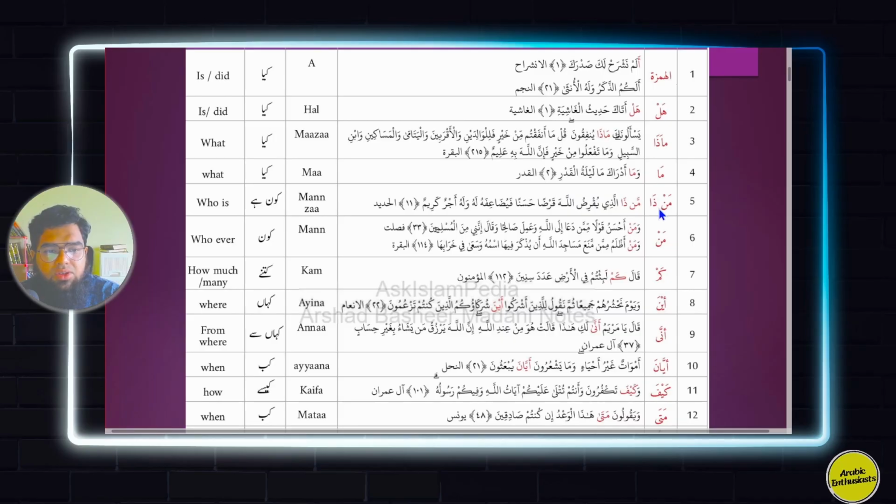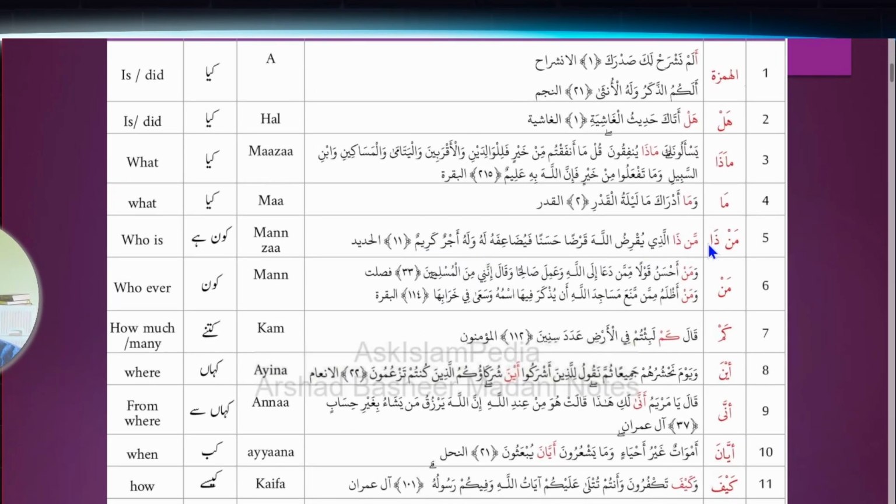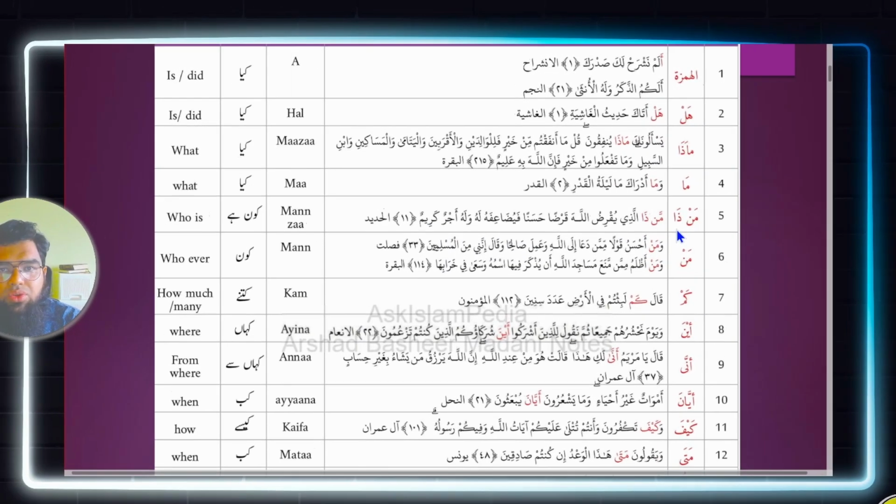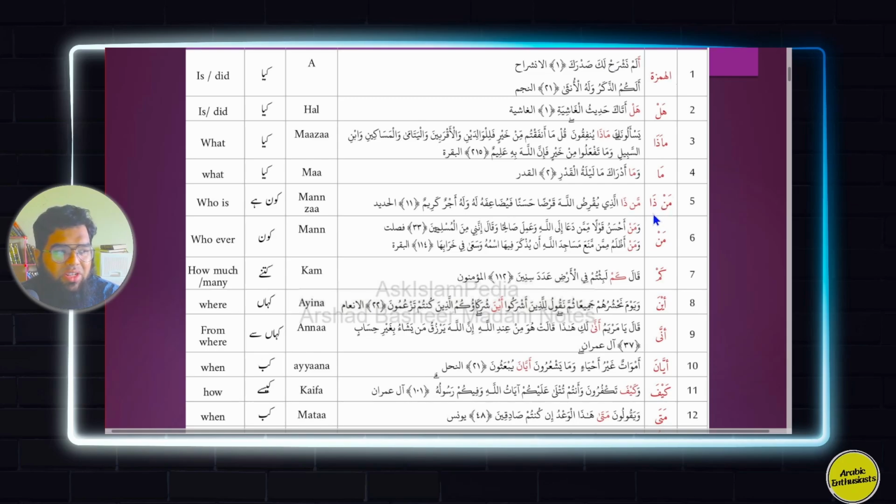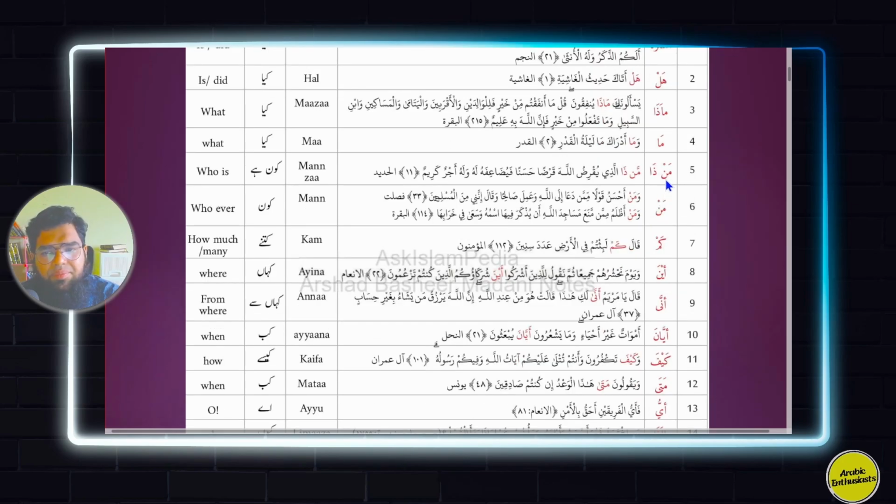Man dha is also who is. Man plus dha. Like man dha alladhi yuqridu Allah qardan hasana. Who's the one who will give a debt to Allah subhanahu wa ta'ala, a goodly loan for yudha'ifahu, so Allah will multiply it. Lahu wa lahu ajrun kareem, and for him is the noble reward. Wa lahu ajrun kareem. So man dha is also something like who's the one. Man dha alladhi yashfa'u indahu illa bi'idhnihi. Dha we don't really translate here, but yeah, man is who.